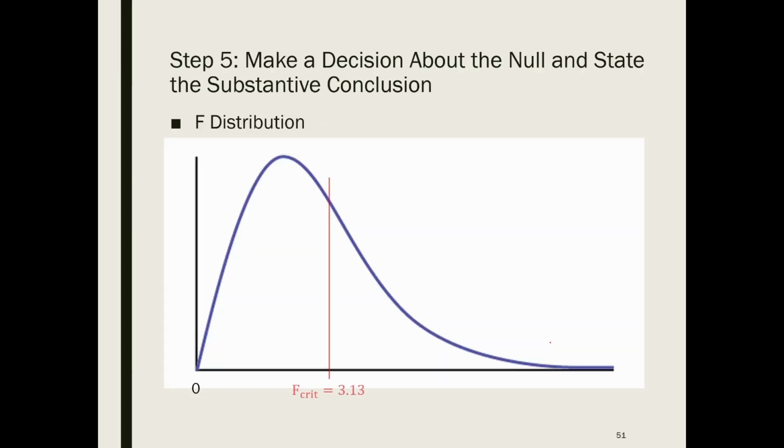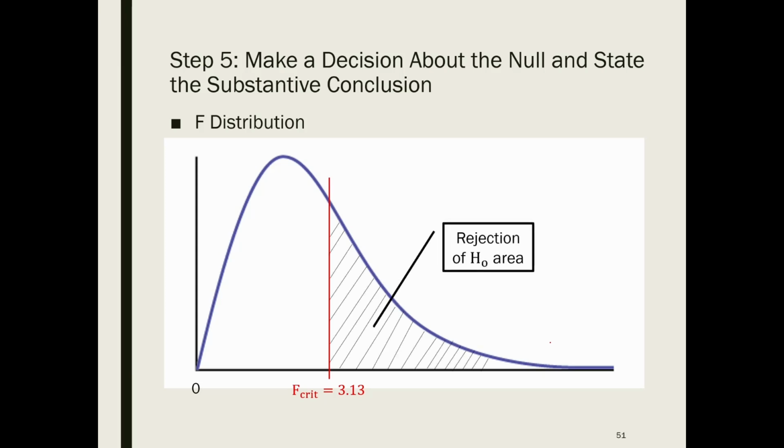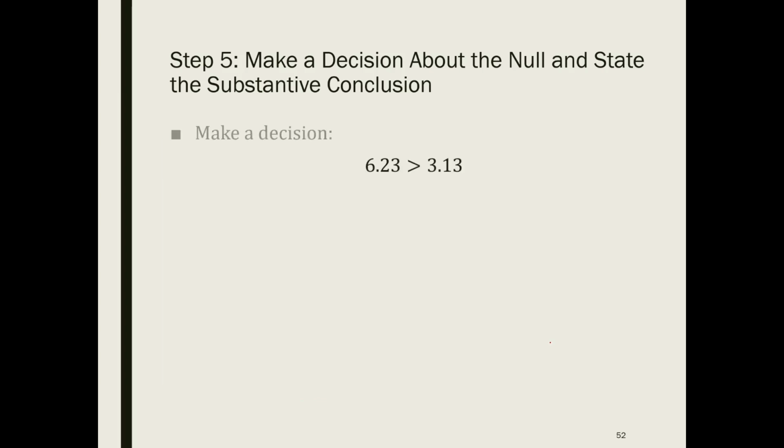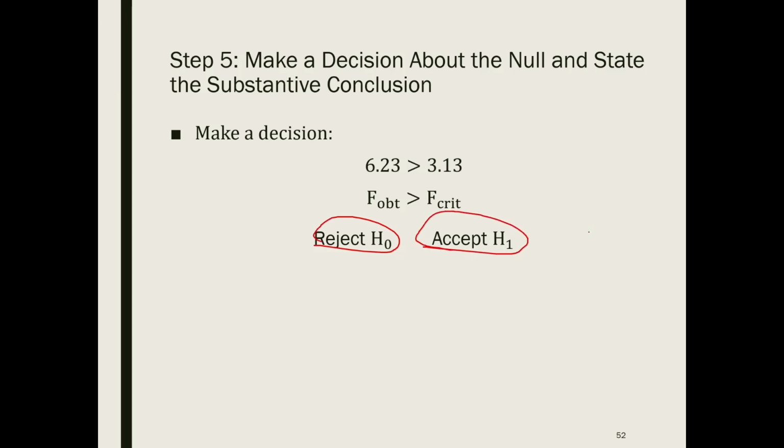Okay, so again, make a decision here. F critical is 3.13. Anything larger than 3.13 will be the rejection area. Anything less than 3.13 will be the acceptance area. So what we have is 6.23. Wow, nice. So what does this mean? This means, easy, first of all, we are going to reject the null, right? We are going to reject the null and we are going to accept the alternative hypothesis.